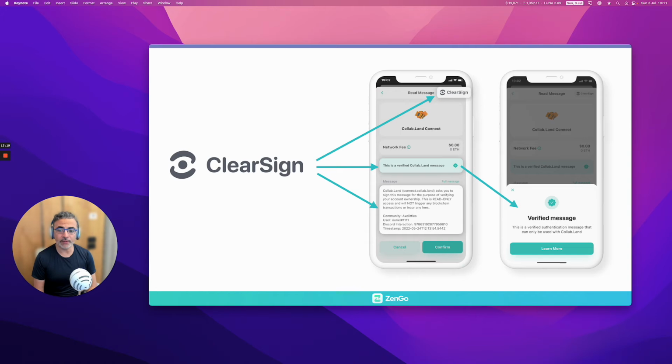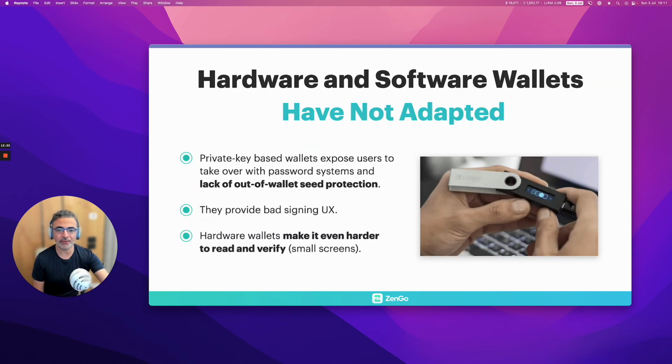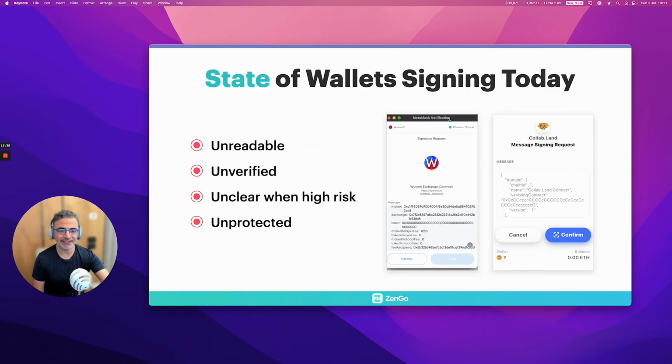So this is how ClearSign presents the signing experience of Collab.land and how it enhances the presentation compared to what you saw a few slides before. And just to remind you, this is what it usually looks like, right?